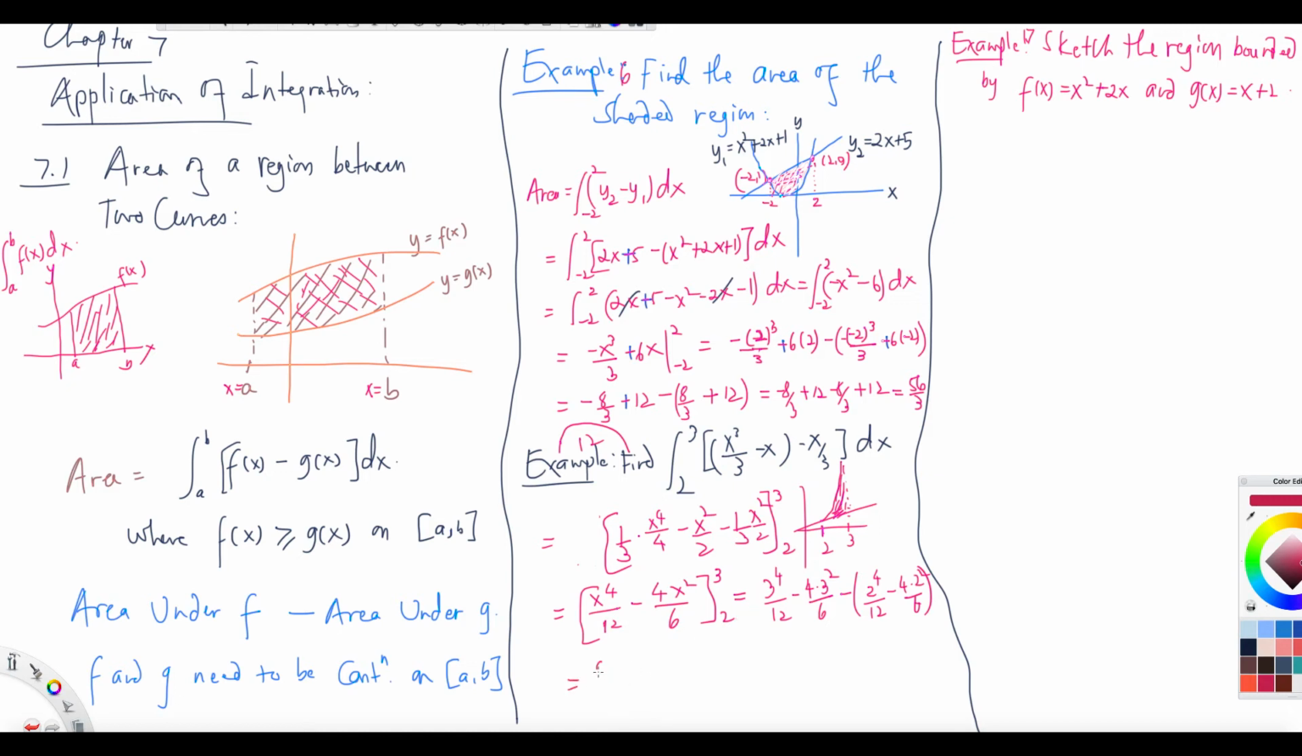So that is 81 over 12. Okay, that is 81 over 12, and then 81 over 12 minus 4 times 9 is 36 over 6 is 6, right? And then minus, what is that, 2 to the 4, 16 over 12, right? And then minus 4 times 2 squared is 16 over 6, 16 over 6.